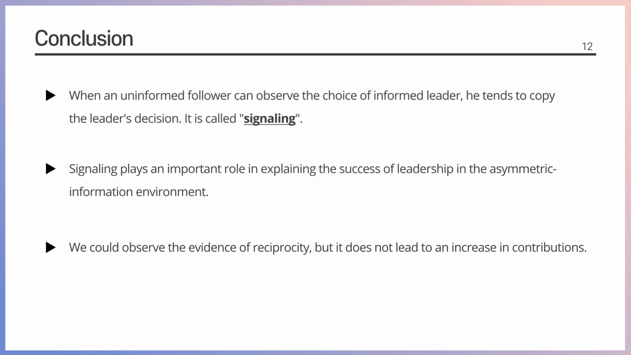In conclusion, the most important thing of the paper is this. When an uninformed follower can observe the choice of an informed leader, he or she tends to copy the leader's decision, and this is called signaling. So signaling plays an important role in explaining the success of leadership in the asymmetric information environment.